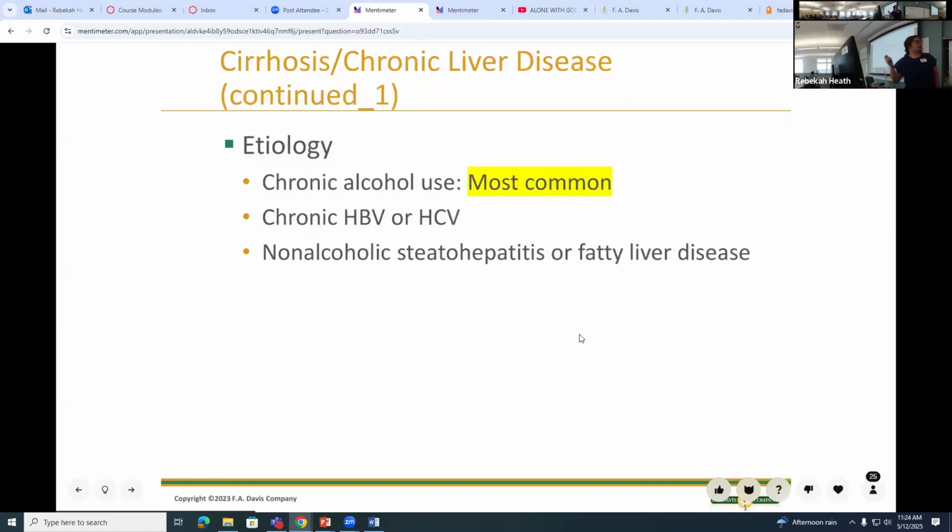So chronic liver disease, the most common cause of it is chronic alcohol abuse. That's why we tell patients, a little bit of alcohol is not bad, but long-term alcohol abuse, especially, everybody has different thresholds, but we want to monitor how much they drink because it could be causing damage to their liver. Also, hepatitis B or hepatitis C infections can also cause chronic hepatitis.